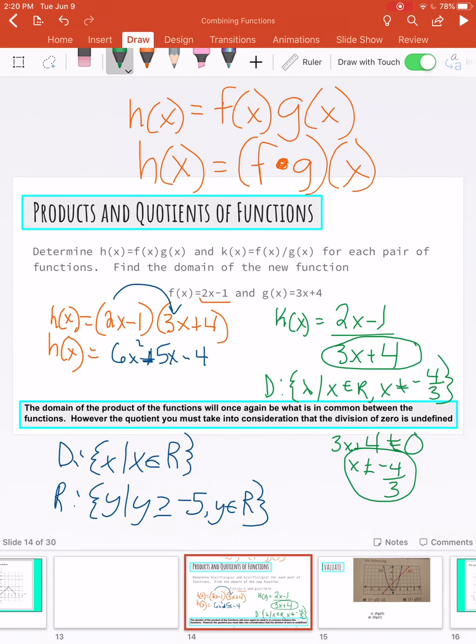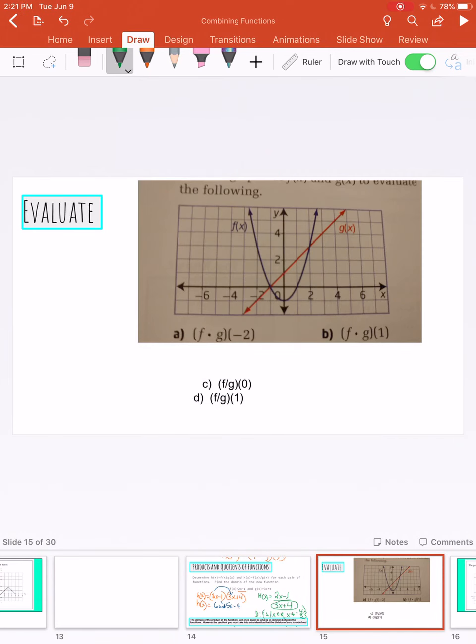Just like with adding and subtracting, we talked about how you can add or subtract functions given their equations, given graphs, given a table of values. The same is true with multiplying and dividing. So we're just going to look at two graphs here this time. So for A, I'm going to start with A. Remember that -2 shows you the x value. So another way I could write this would be like this: f of -2 times g of -2.